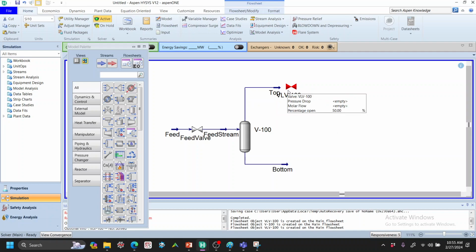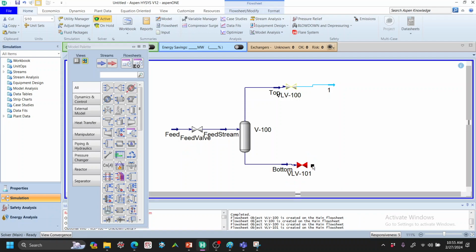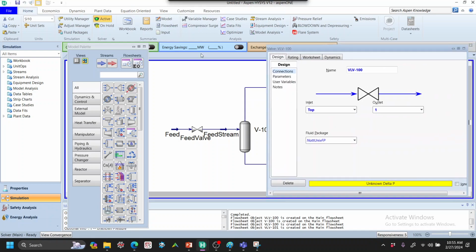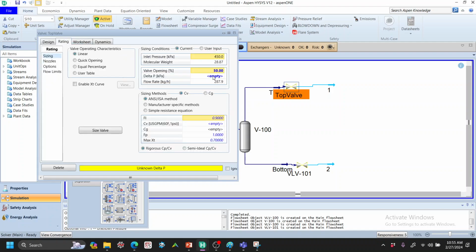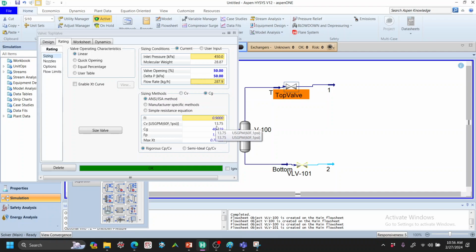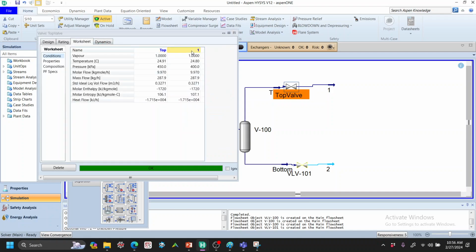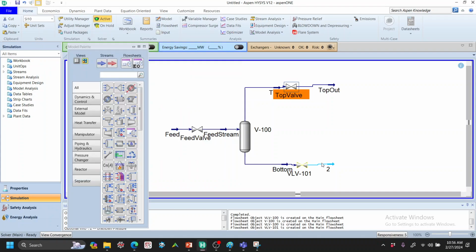And then we simply add a valve for the top stream and the bottom stream, and connect the streams accordingly, just like that. Then add another valve and connect it over there. We can rename this top valve. And then again, we allow half a bar. You can go to rating, for example. We allow half a bar, 50 kPa. Based on the flow rate that we have already, because this is a vapor flow rate, we need a CV of 14. The same goes with the other one; I can rename this top out. Oh, and don't forget to save your file. Save.